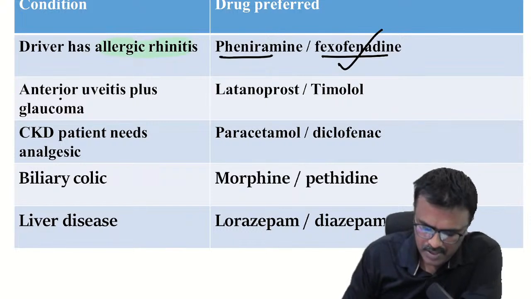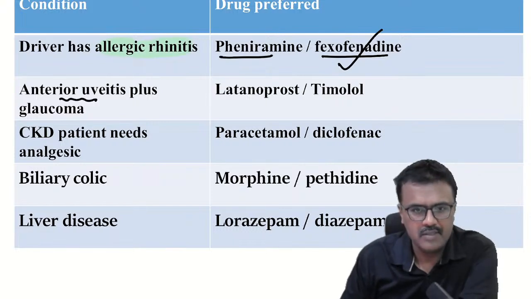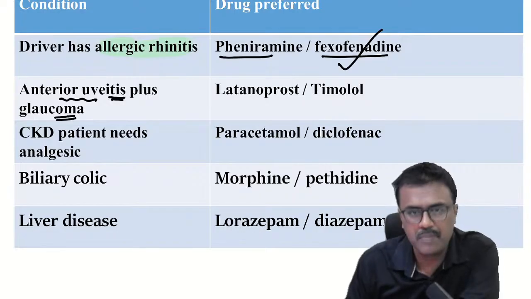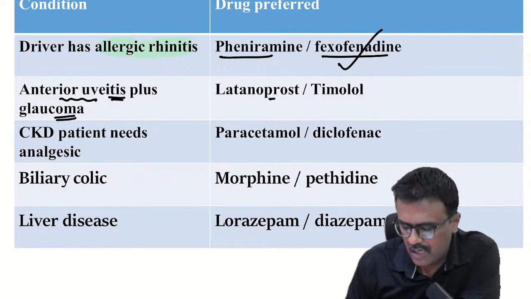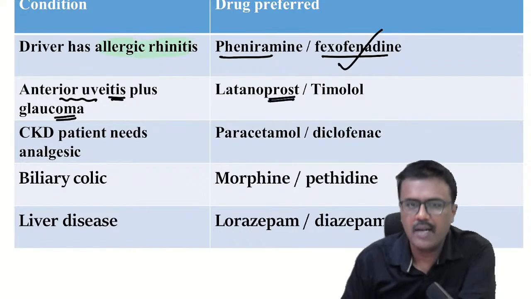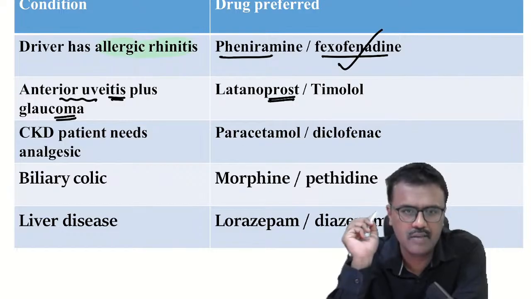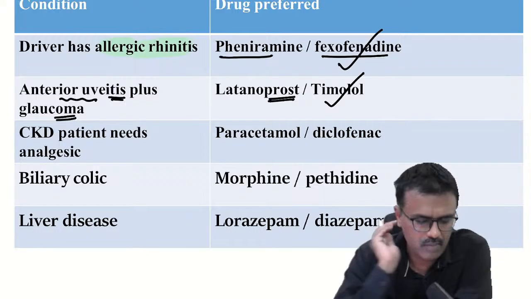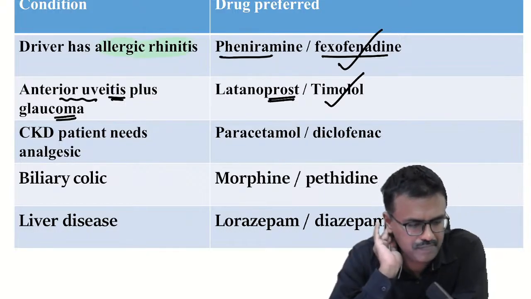Now, there is a patient who has anterior uveitis. Itis means inflammation, and glaucoma. Then what is the preferred one? Latanoprost or timolol? I can't give prostaglandins because prostaglandins are inflammatory mediators and uveitis is there. I can't give. So what should I give? I can give beta blocker, timolol.